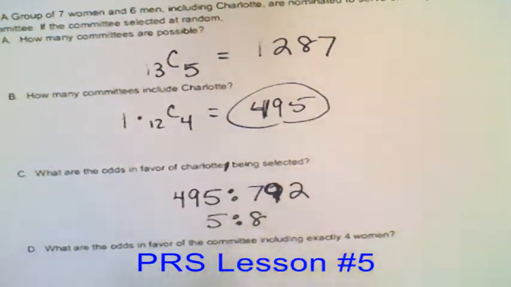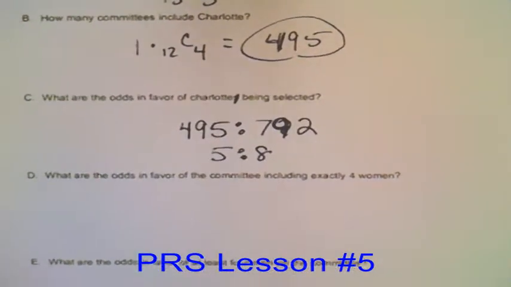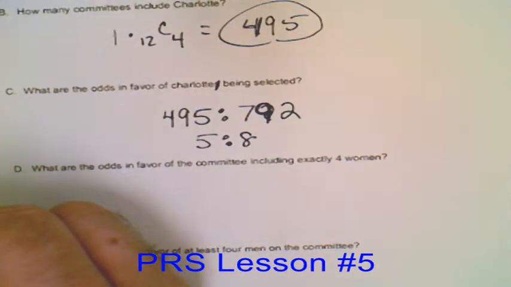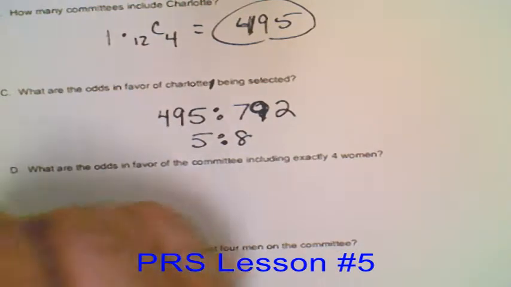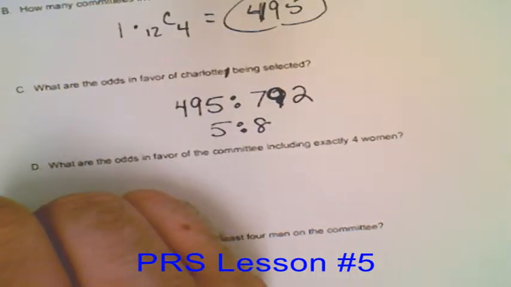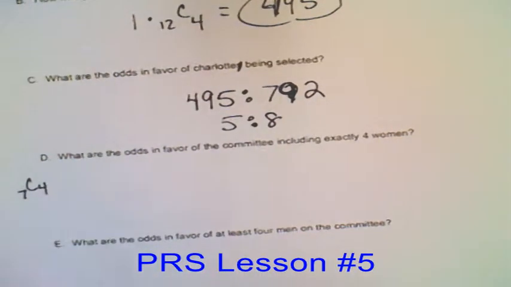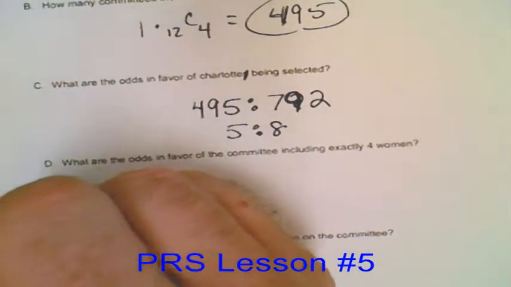It's the idea of odds. Probability would be 495 over 1287. Odds are something different, and I'm going to try to reduce that. 792, see if it reduces. That is a 5 to 8 odds. 5 to 8 odds. Okay? Both would be correct. The 5 to 8 is fully reduced.